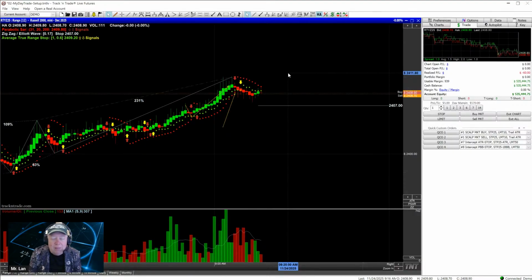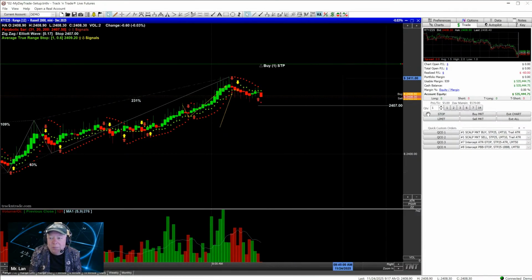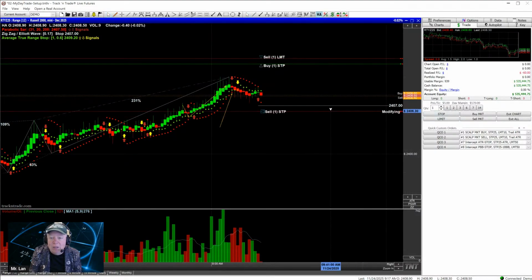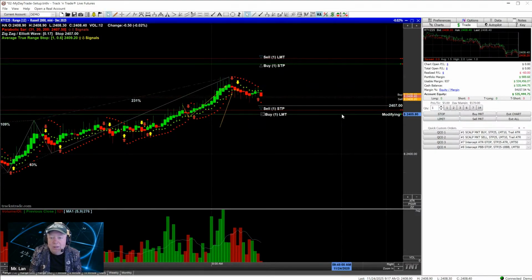But let's put on there, just for the last example, a stop above and a limit above. All right. We're going to put a stop below and a limit below. All right. So see that? Now we've got a stop below and a limit below.